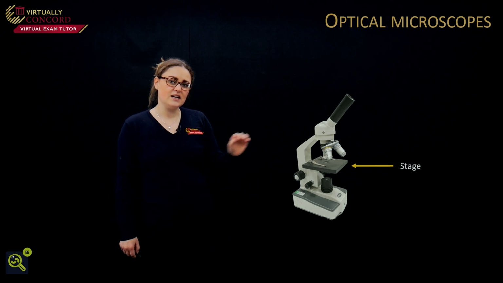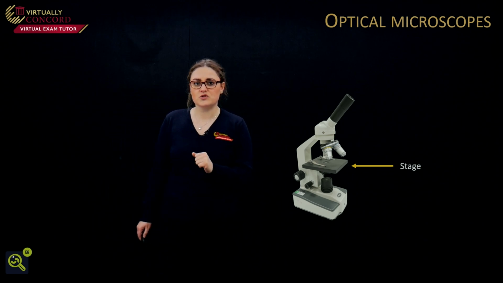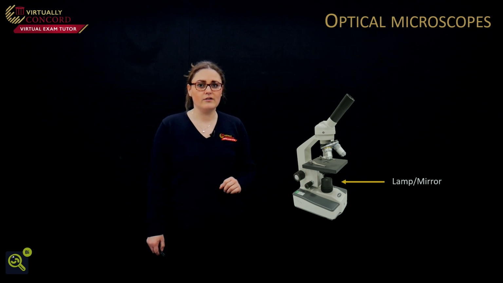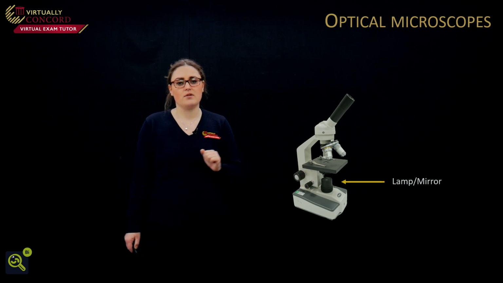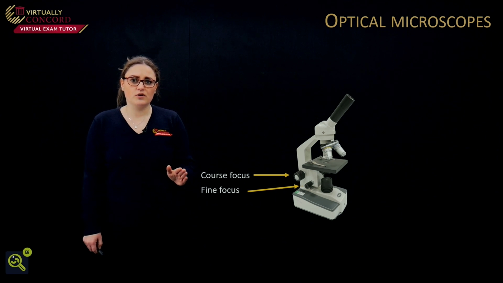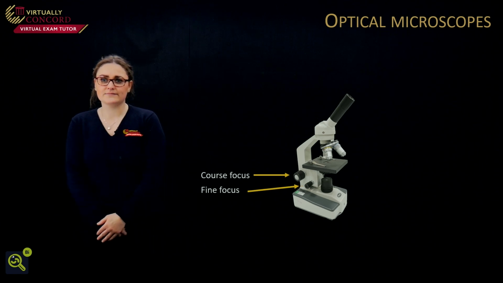Next, we have the stage. This is where you will put your slide with your specimen or object on. Underneath that, we have a lamp or a mirror in order to reflect the light up through the specimen. And finally, we have some focusing wheels, both a coarse focus and a fine focus.